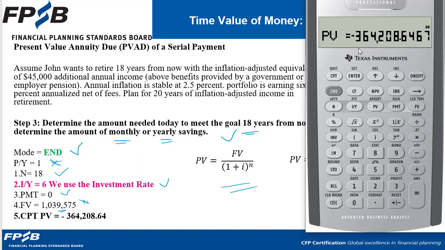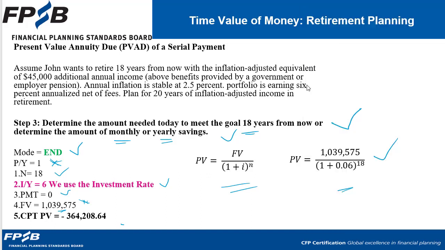So we need $364,208. We can round that up, $209. If we have that today, and we can save and invest at 6% net of fees, then 18 years from now we'll have $1,039,575, which would be available to fund 20 years of retirement, starting with that payment of $70,000 plus, which is the same as the purchasing power of $45,000 today that we want to preserve.